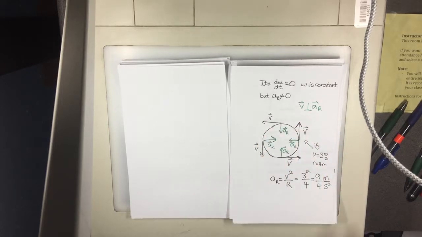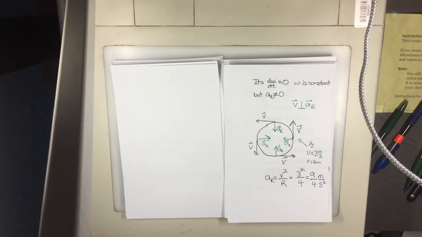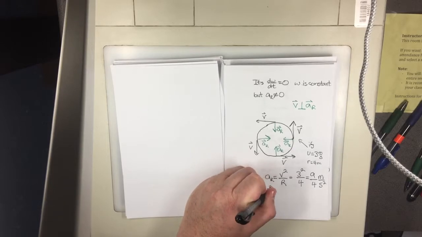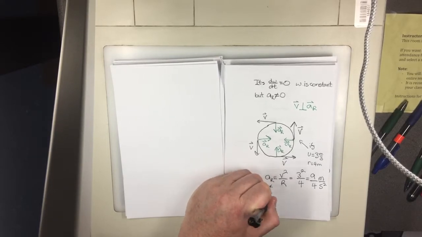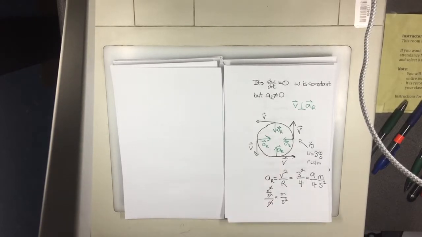The other thing that you notice is that radial acceleration is a linear acceleration. It uses meters per second squared. V squared is meters squared per second squared. R is in meters. And I'm left with meters per second squared.